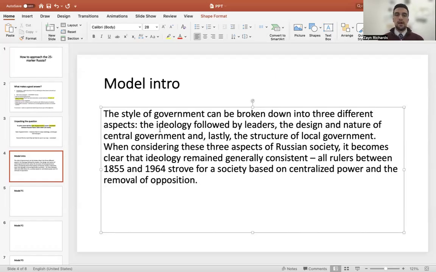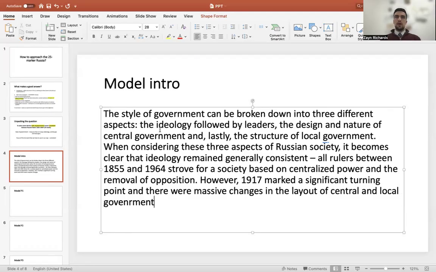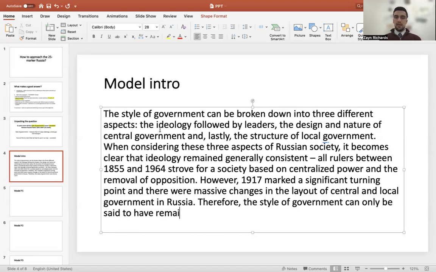I then need to say something about the other part. So I'm going to say something like, however, 1917 marked a significant turning point. The reason why I'm using 1917 is that's the point when the communists come into power. So 1917 marked a significant turning point, and there were massive changes in the layout of central and local government in Russia. Therefore, the style of government can only be said to have remained consistent ideologically.